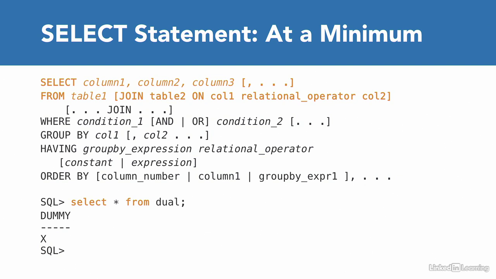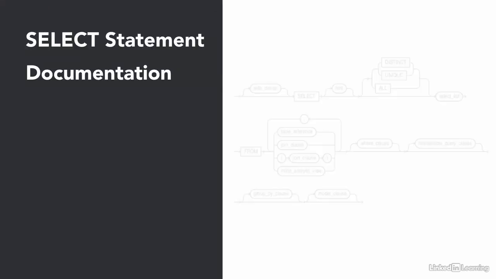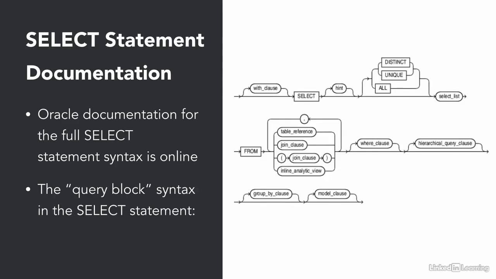In the example on the slide, I show one of the shortest select statements possible, a select statement from the dual table. The only way it could be shorter would be if the table name was only one character. The select syntax shown in the slide barely scratches the surface.